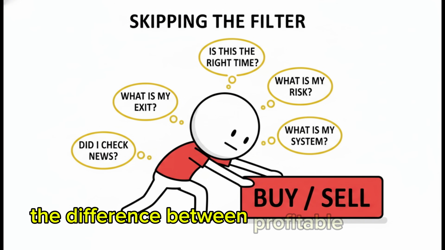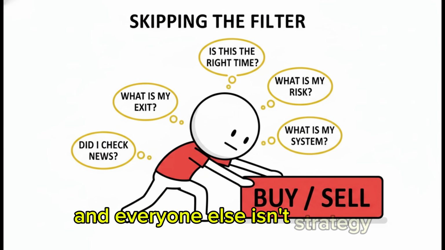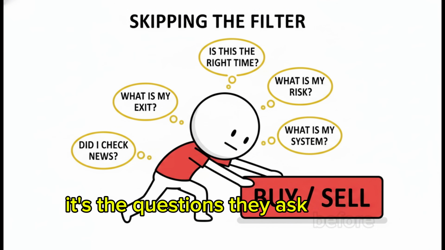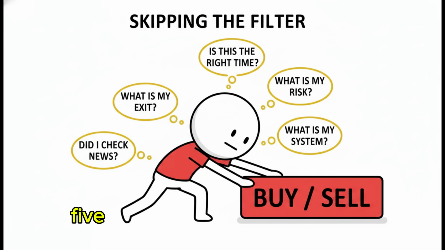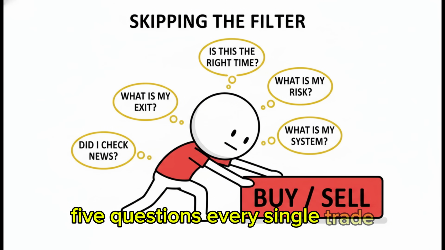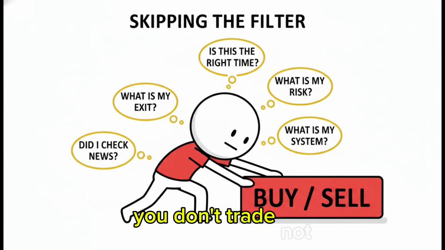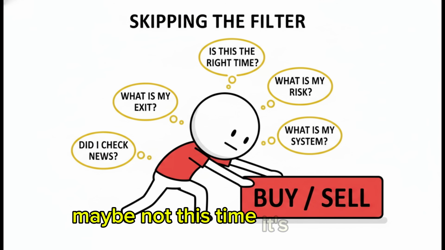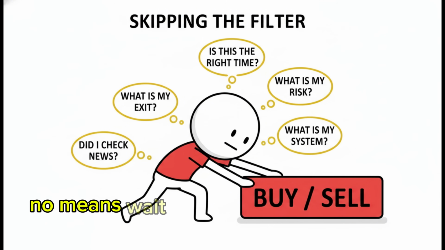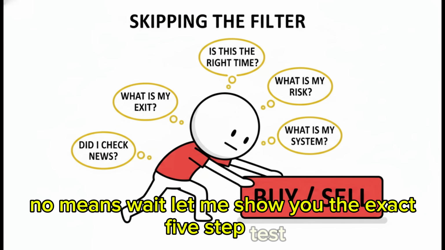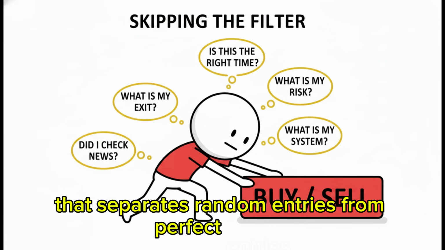The difference between profitable traders and everyone else isn't strategy. It's the questions they ask before pressing the button. 5 questions. Every single trade, no exceptions. If any answer is no, you don't trade. Not maybe. Not this time, it's different. No means wait. Let me show you the exact 5-step test that separates random entries from perfect entries.